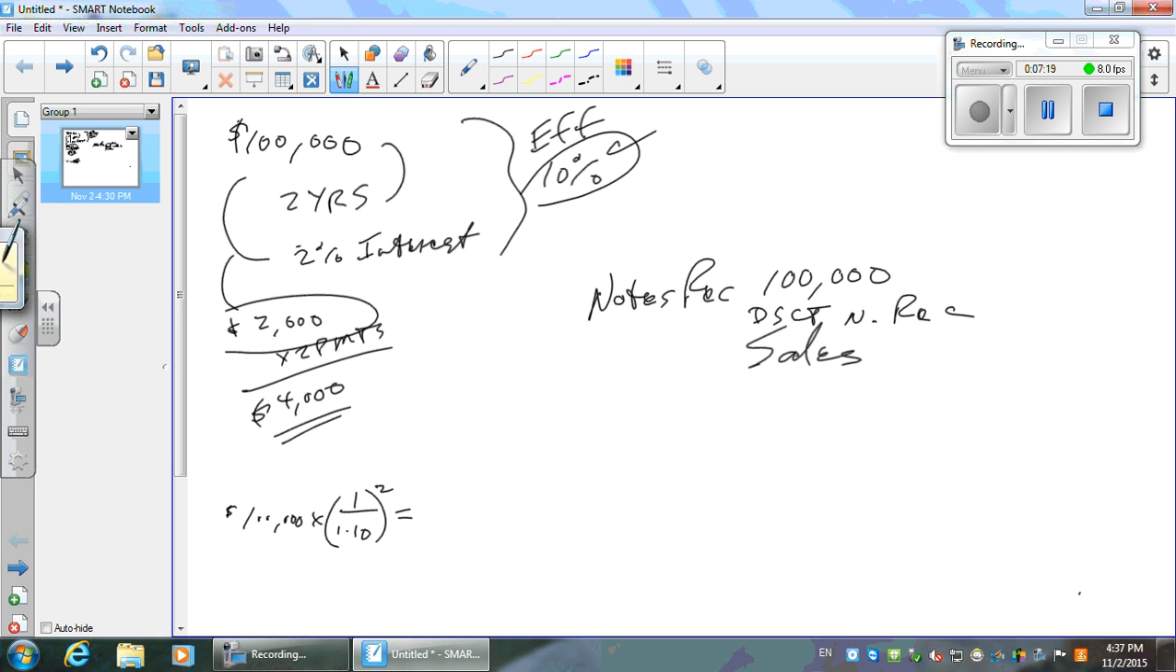So what is 1 over 1.10 squared? What's the factor for 2 periods at 10%? 0.82645. Each dollar is worth 82.645 cents right now. So what's 100,000 worth? 82,645. Yeah, that's if we should be earning 10%, but they're paying us 2%, so we've got to value the 2% interest too, right, guys? Which is $4,000 over time.